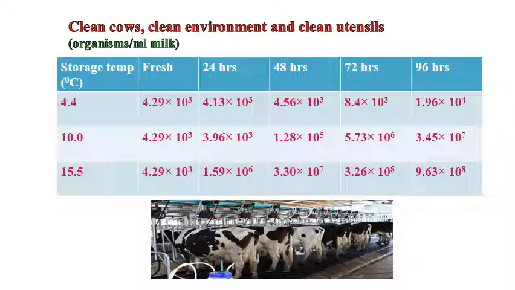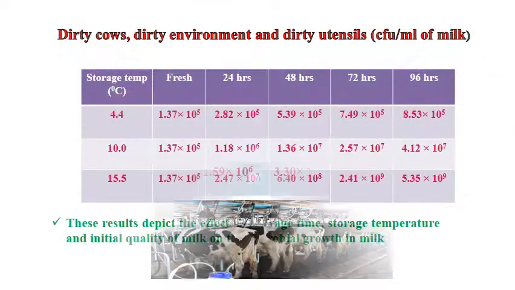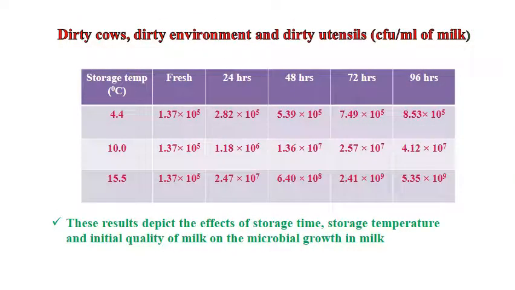So we can see the difference in microbial growth at different time intervals at different temperatures. Here once again we will see the relation of temperature and duration over the microbial growth, and here the situation is reversed: dirty cows, dirty environment and dirty utensils. So how is it affecting the microbial growth?